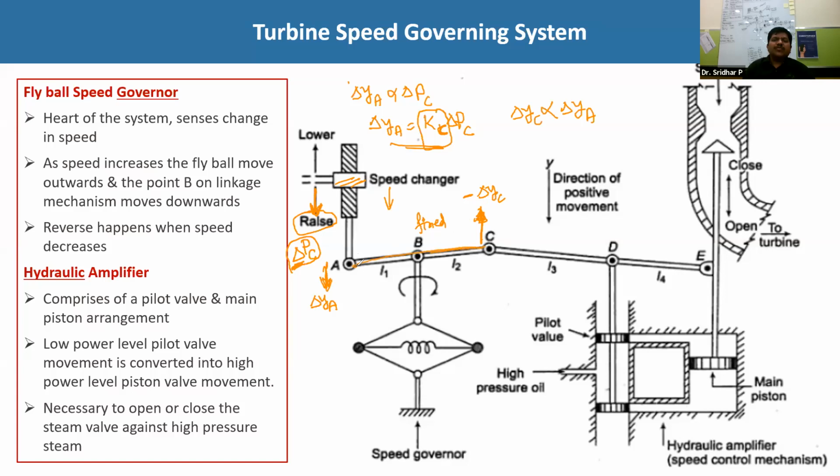And for our convenience, what I am assuming is point B is fixed, nothing to do with the speed governor. So point B is fixed. Now this is the linkage mechanism. Suppose this point A is moved in the downward direction, then the other side, point C, will be pulled in the upward direction. If A is moved in the upward direction, then C will be pulled downward. So there is opposite movement.